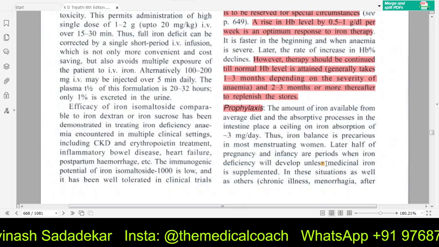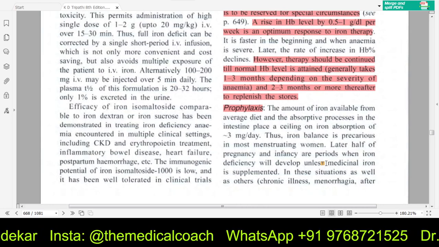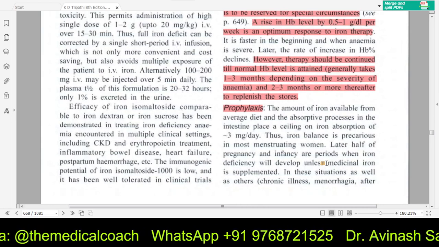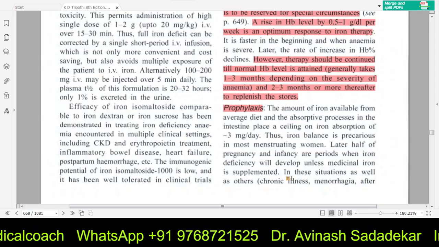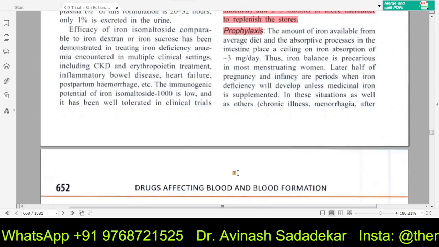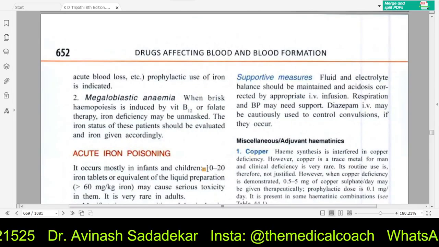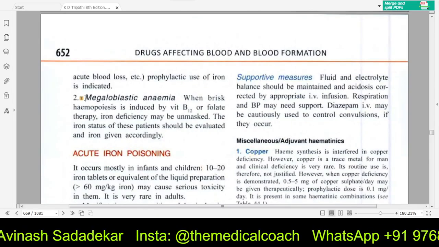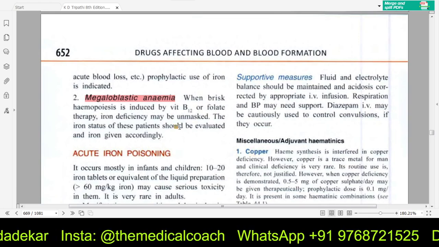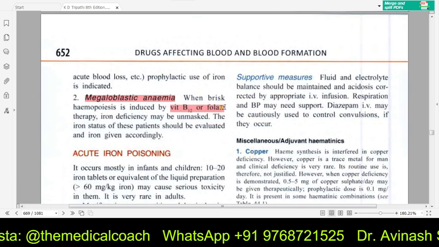Iron balance is much more precarious in menstruating women, and hence they might be given iron in the later half of pregnancy. In early infancy is where you give it. And in other diseases where there's bleeding in place, or where there's anemia, you can give it. Even in megaloblastic anemia, after you give vitamin B12 or folate, you can add iron.